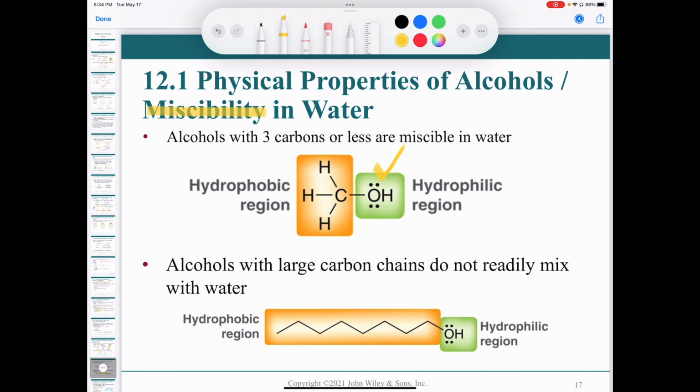However, once we get to an alcohol where we have a large hydrocarbon chain, and you can see here that we have 1, 2, 3, 4, 5, 6, 7, 8 carbons, so this would be 1-octanol. This molecule is practically insoluble in water. It does not mix with water. Why? Even though it has that hydrophilic region, that hydrophilic region is offset by the fact that you have a very large hydrophobic region, which prevents the alcohol from dissolving or being miscible in water in any proportion.